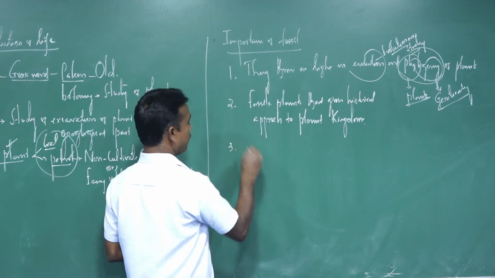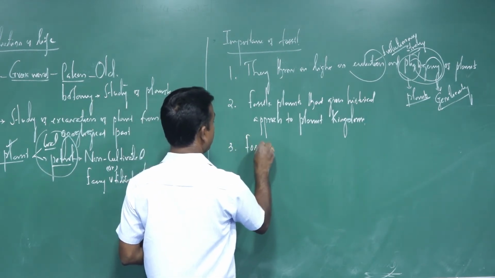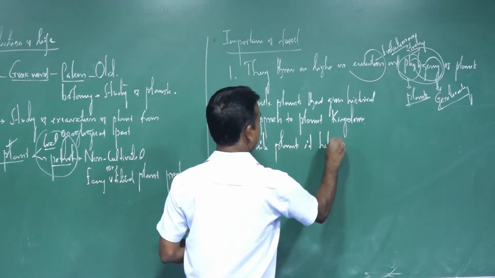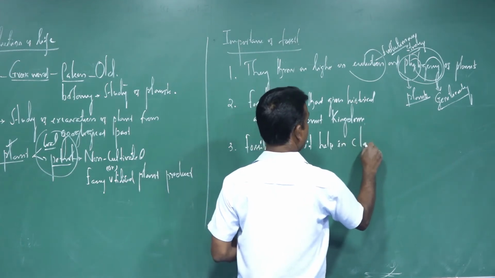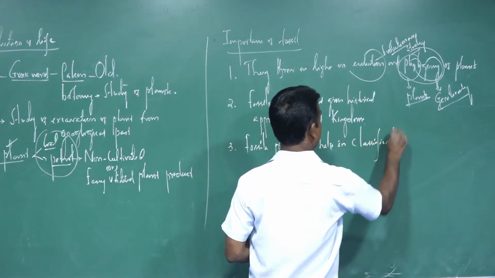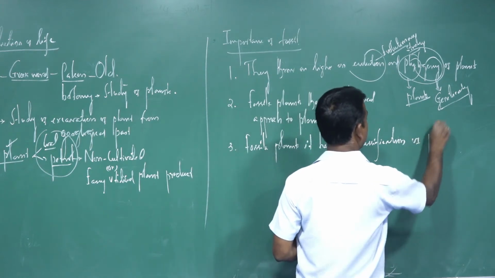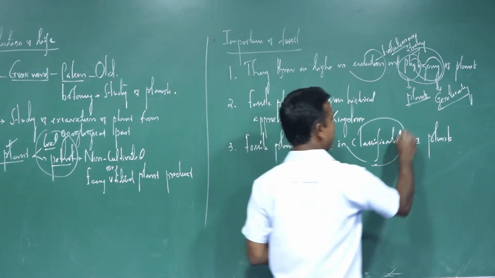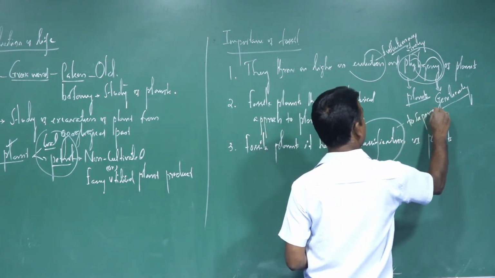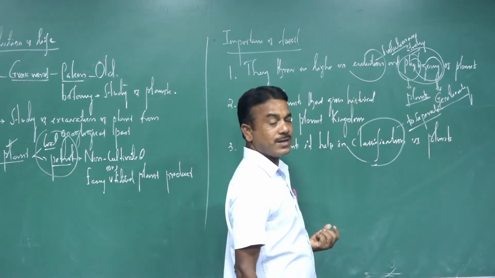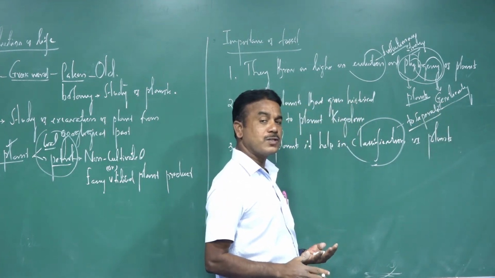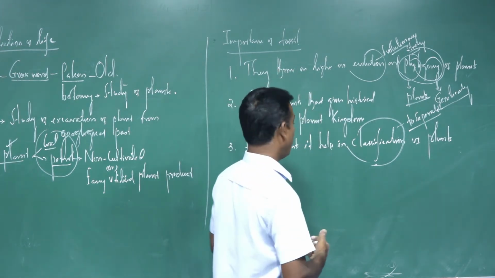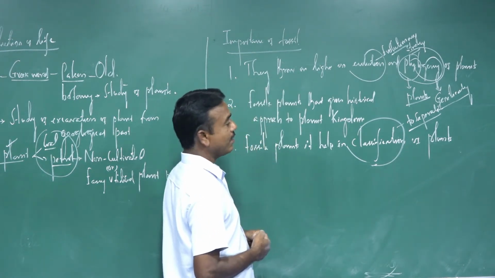Can I go to the third one? Fossil plants help in the classification of plants. What do you mean by classification? To separate. Based on the characteristic features, the whole plant system has to be categorized or separated, and you need fossilized components. That is to say, fossil plants help in the classification of plants.